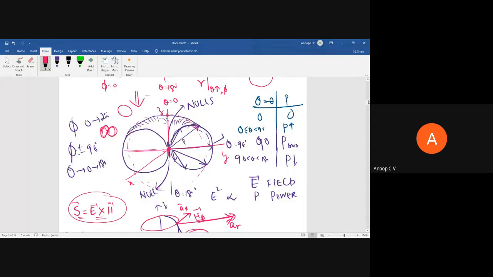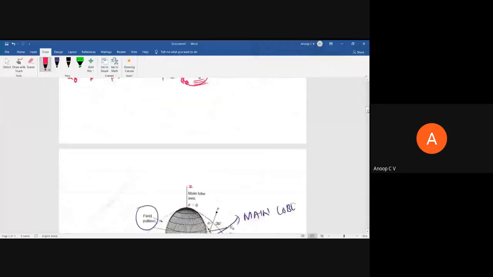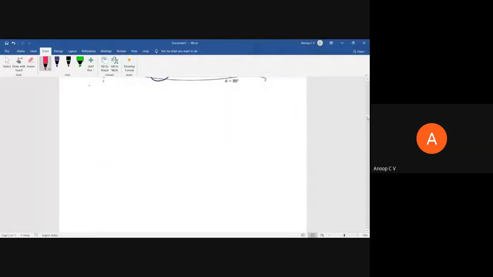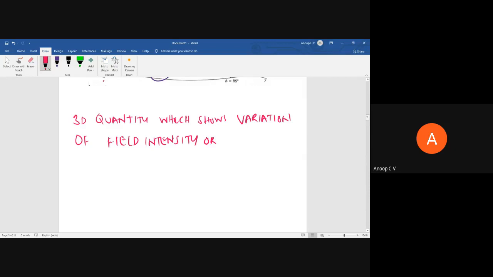Now maybe I'll just tell you the definition of radiation pattern. Radiation pattern is a 3D quantity which shows the variation of field intensity or power.